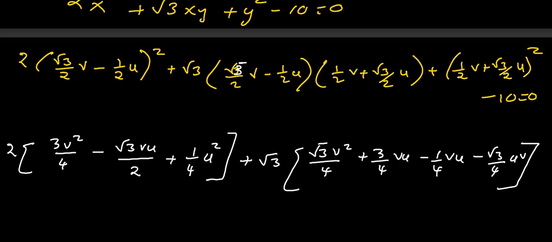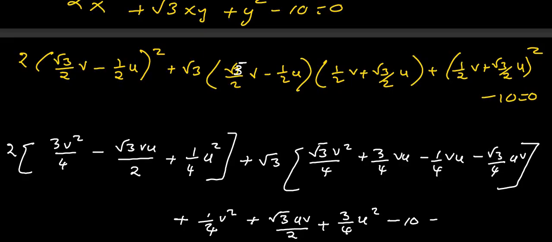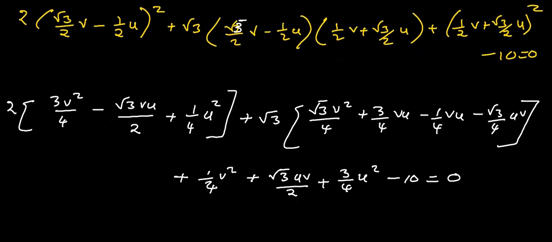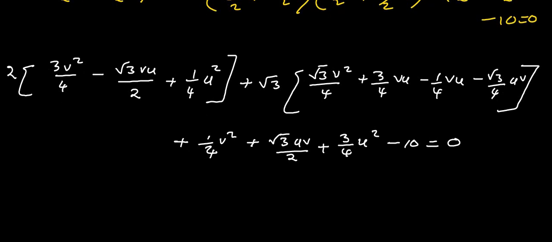Then the last part is expanding this. It's going to be 1 over 4 v squared plus root 3 uv over 2, then plus 3 over 4 u squared, minus 10 is equal to 0. For now, I just want you to copy this, Charles, because of time. You'll go through it at your own convenient time. You've copied? I've copied it.